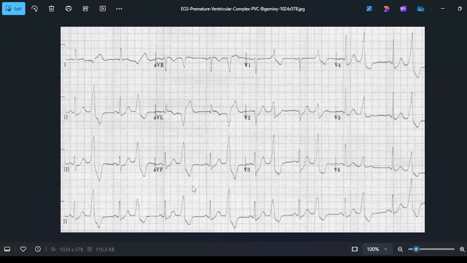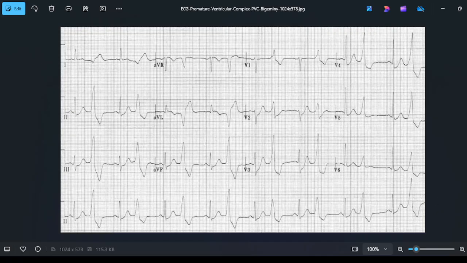Here they are very frequent. Whenever you're seeing the rhythm strip, that is 30 seconds. In 30 seconds, how many extra QRS complexes have you got? 1, 2, 3, 4, 5, 6, 7, 8. So in 30 seconds, you got 8. That means in 1 minute, you will have 16, right? So if in 1 minute it is more than 10, you are supposed to refer this case, if it comes in your OSCE. That's how you will decide.